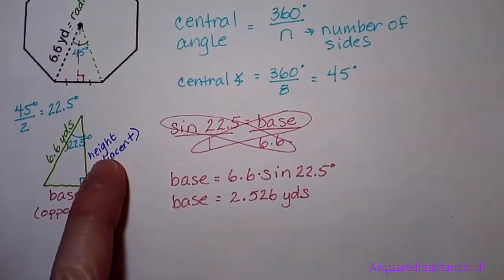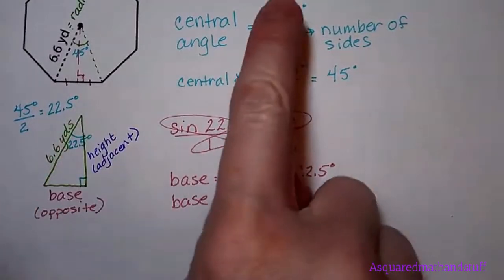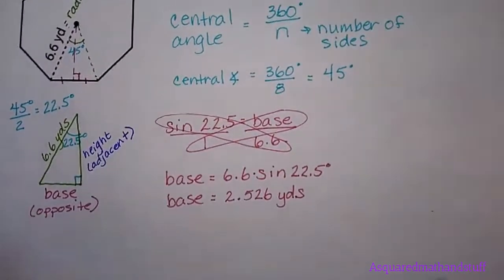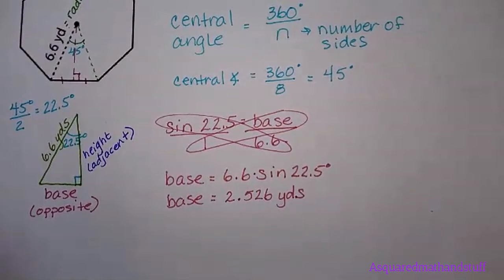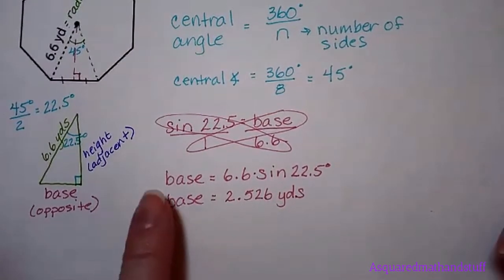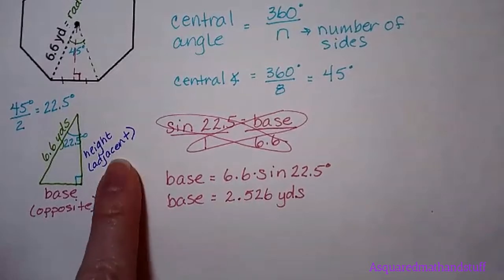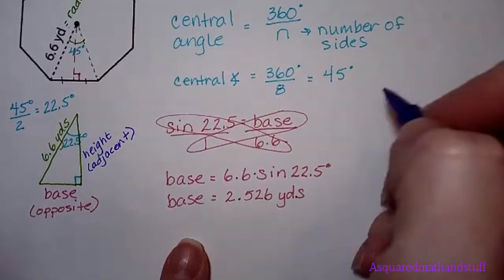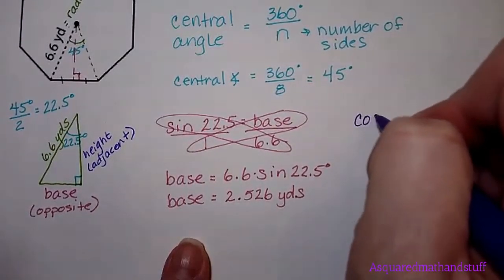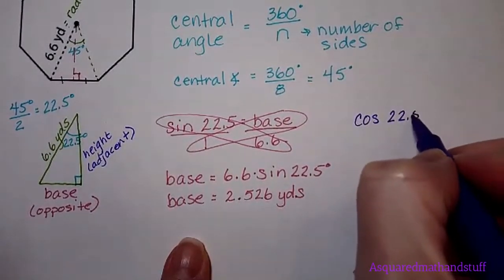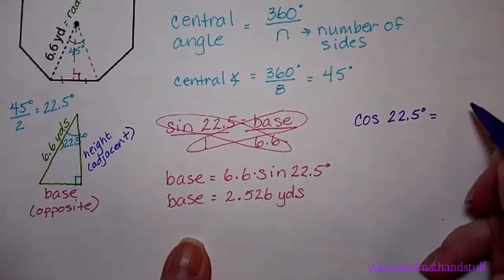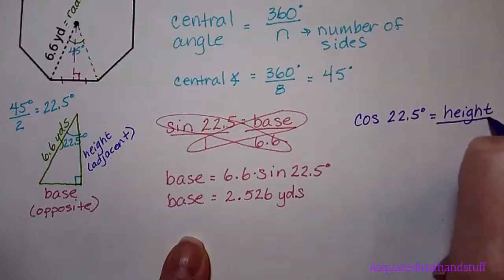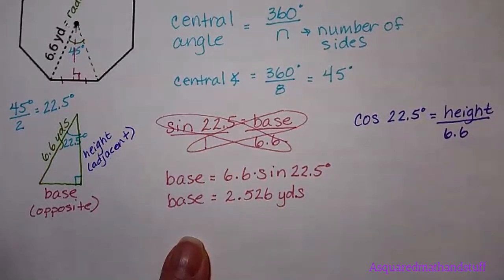The next thing we're going to calculate is the height, because we need the height in order to calculate the area of the triangle. So we have our base. Let's calculate the height. And in this case, the height is our adjacent. So do you recall what trig function we work with when we're working with the adjacent and the hypotenuse? Good, that's cosine. Excellent. So we're going to take cosine of 22.5 degrees and set that equal to our height, which is the adjacent, and that goes over the hypotenuse of 6.6.